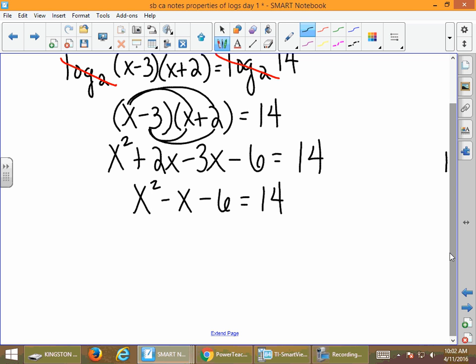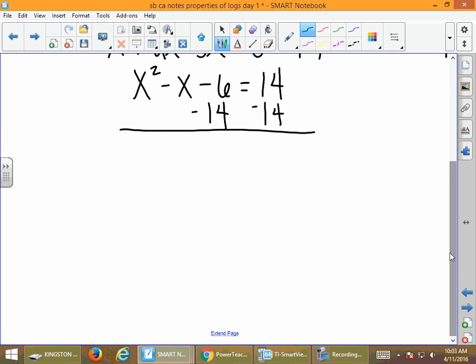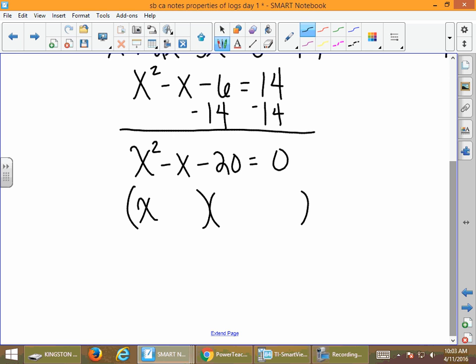Remember, to solve this, we're going to move the 14 over with everything else. So we get x squared minus x minus 20 equals 0. And now we're going to factor. So we have x and x. Factors of 20 are 1 times 20, 2 times 10, and 4 times 5. Will any of those combine to be 1? 5 and 4. And the fact that 5 will be negative.